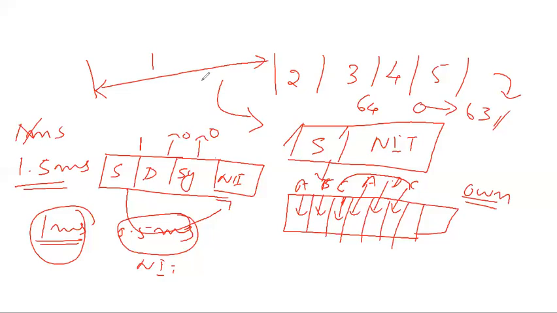So I'll write here: 1 millisecond is the static segment. Then 10 slots equal 1 static segment. So 1 slot is equal to 100 microseconds, which is 100 macro ticks. Is it clear up to this?